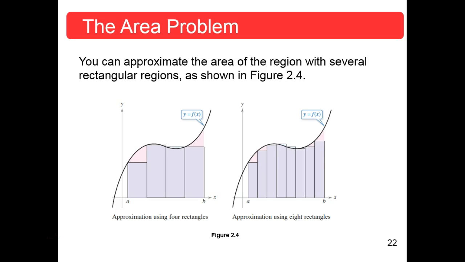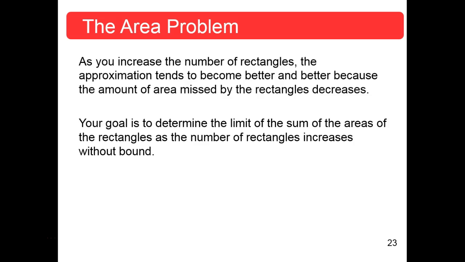What do we do? Keep taking smaller and smaller delta x's. Now, the next one, we have a very small undershoot. They get less and less error between the two. That's a limiting process. We'll do that in chapter 4, I believe. As you increase the number of rectangles, the approximation tends to become better and better because the amount of area missed by the rectangles decreases.